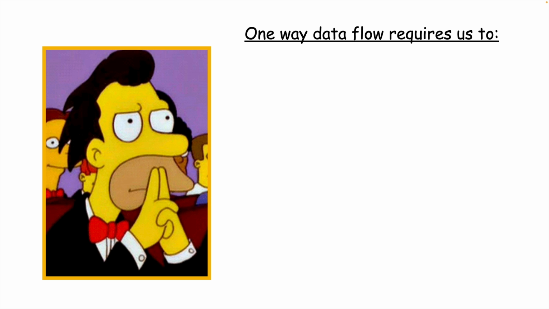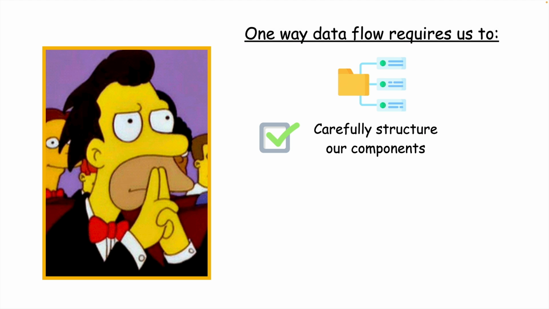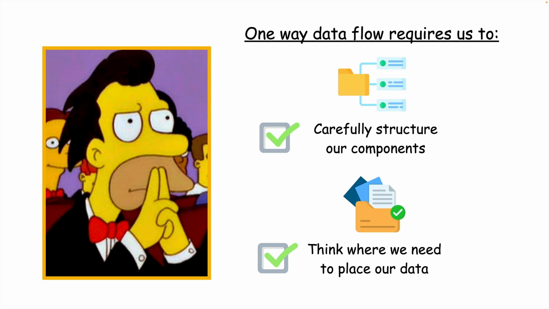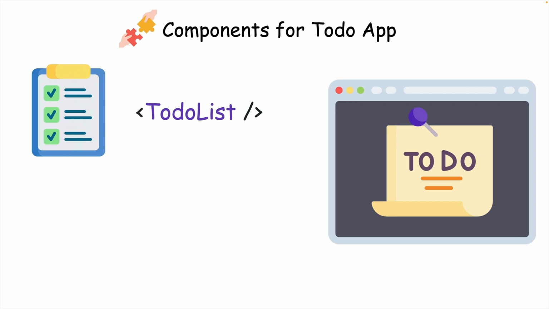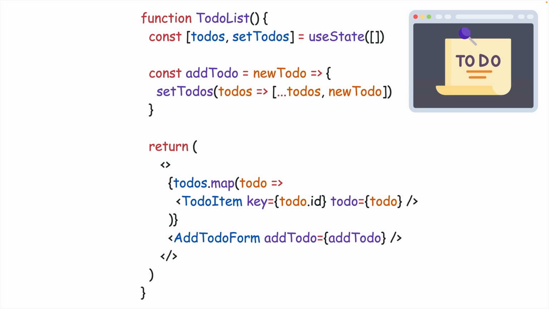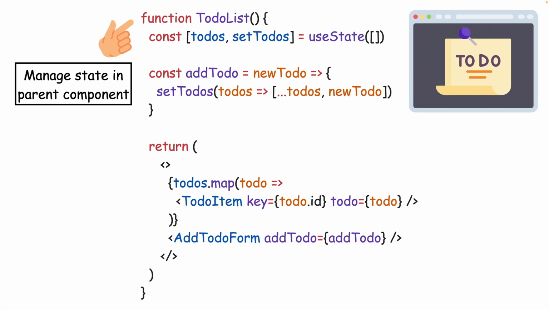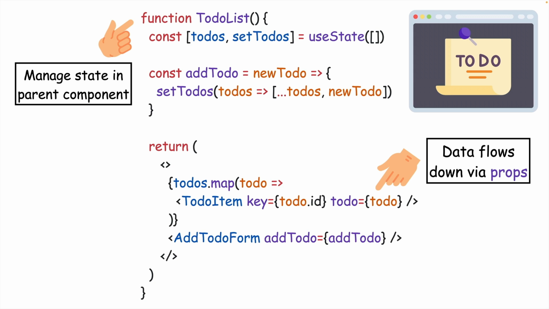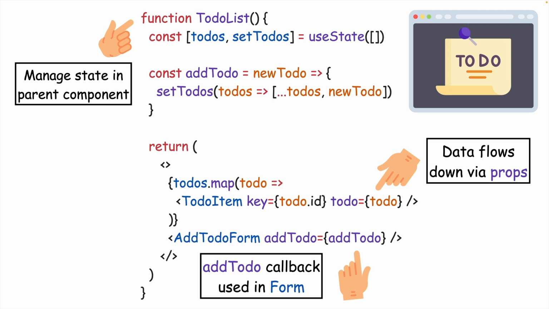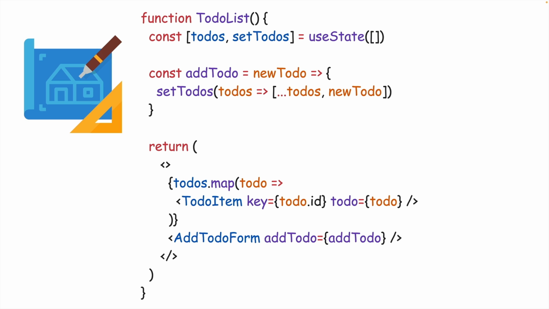It requires us to think carefully about how we structure our components and where we place our data. If we were building a simple to-do app in React, it would likely have a list component, a list item component, and a form component. Because data flows down, it makes the most sense to manage the state in a parent component. That data can flow down to the to-do item component through props. Functions can also flow down to the form component to add a new to-do to state.